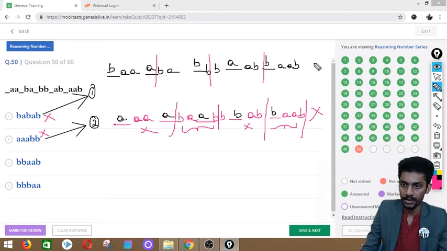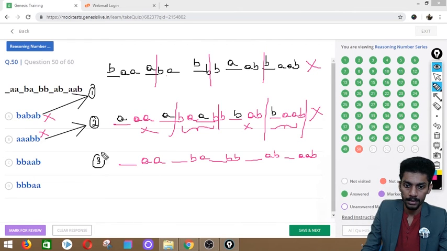Okay, so option B is done, option A is done. Let's check with option 3 now. So according to option 3, so what is it?